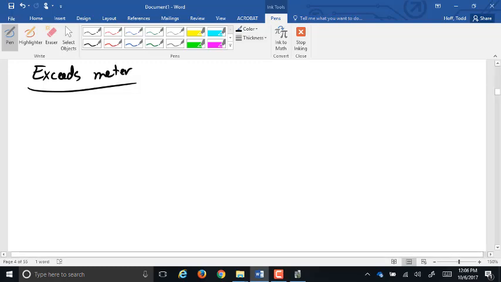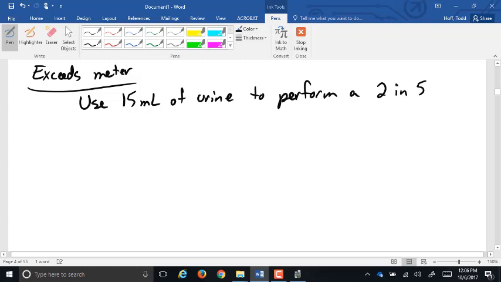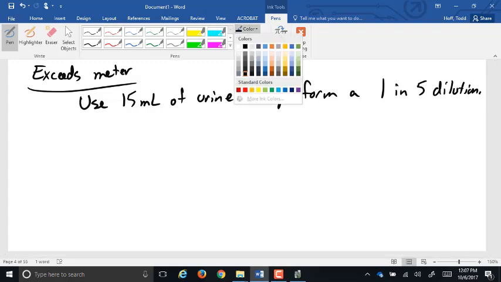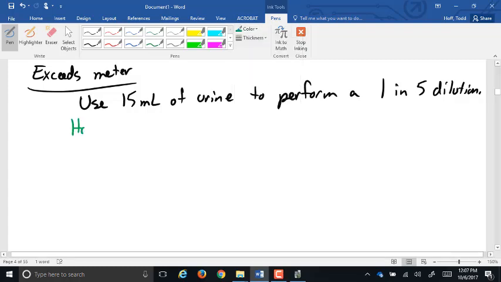And so we're going to use 15 milliliters of urine to perform a 2 in 5. Well, 2 in 5 ain't going to work well. Let me adjust it. Let's do a 1 in 5 dilution. So let's start out there. The first question is going to be how much NS should you use?